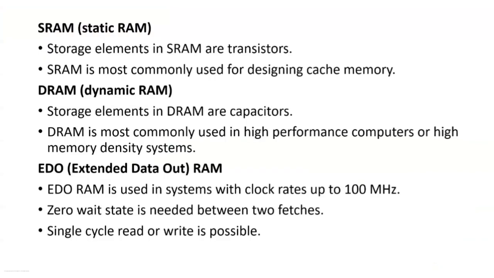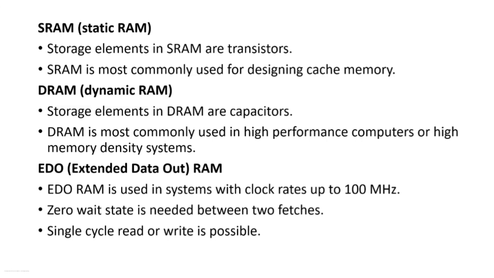Next, let us see the classification of RAM. SRAM, that is static RAM. Now, the main difference between static and dynamic RAM is in the structure. Static RAM uses transistors as storage elements, and it is most commonly used for designing cache memory. Dynamic RAM generally uses capacitors as storage elements, and it is commonly used in high performance computers or high memory density systems. Mainly it differs in the storage elements.